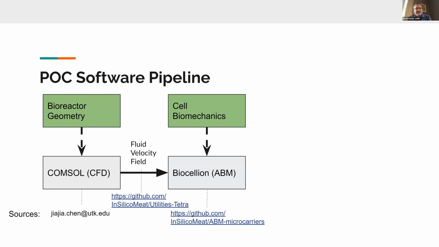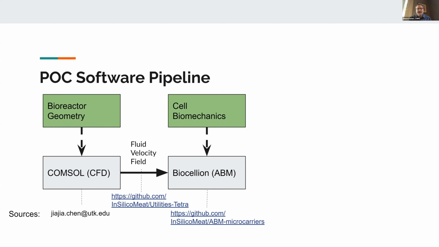Then COMSOL generates that fluid velocity field that actually has to be turned into a structure that the agents can find themselves in. They need to locate themselves in some sort of structure to figure out what the velocity is at their particular point, because as JiaJia mentioned, there's a mesh that COMSOL uses. So there's software that's available for that.